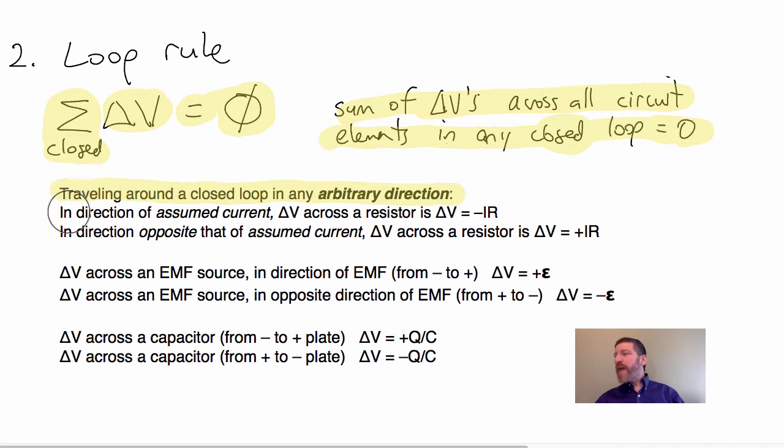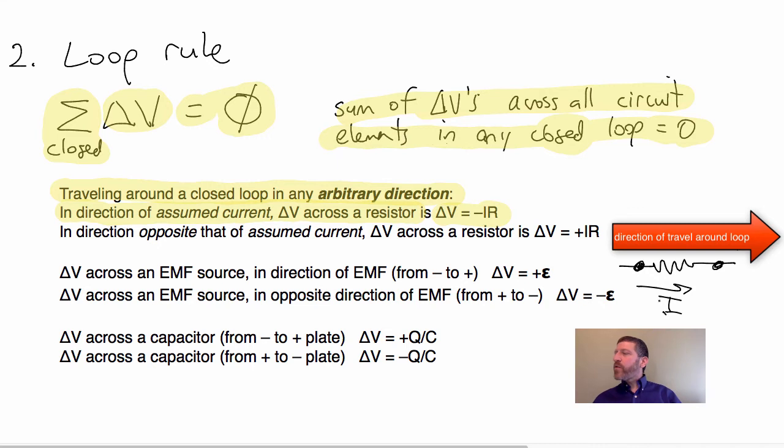Now, how we use the rule is that if you're going in the direction of assumed current, delta V across resistors will be negative IR. Because through a resistor, if the current is going through this way, these charges are losing energy as they go from there to there. They're losing electric potential energy because some of it is turning into thermal energy. So this end will be high voltage, and this end will be low voltage. If you're traveling in the direction of current, it's going to be a negative change in potential, or negative IR.